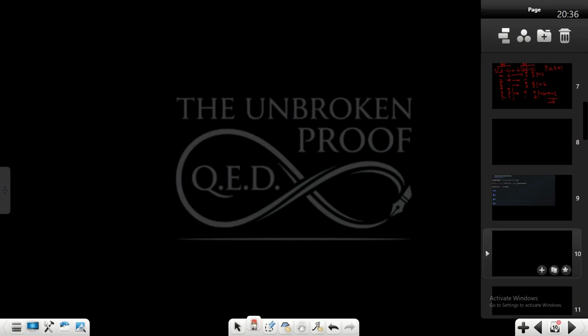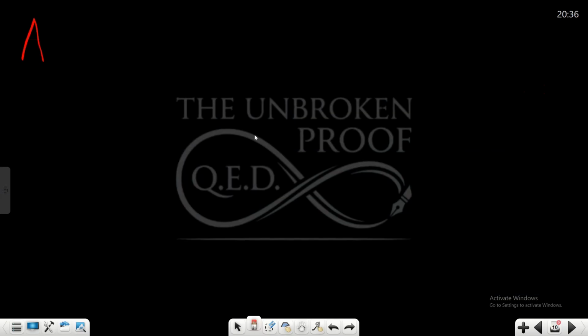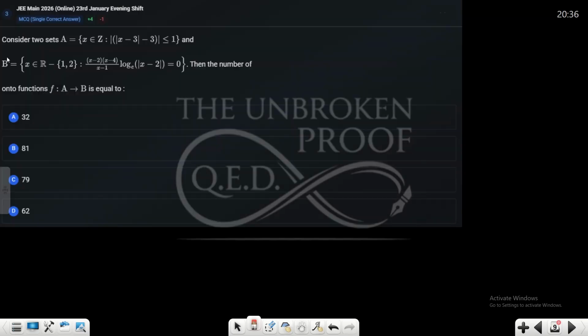Now if you see, there are two sets A and B, and basically here you have to find out the number of elements in A and B so that we can find out the number of onto functions from A to B.